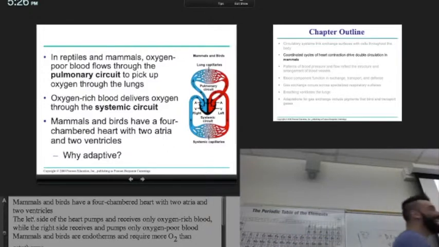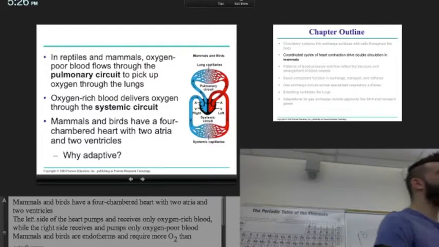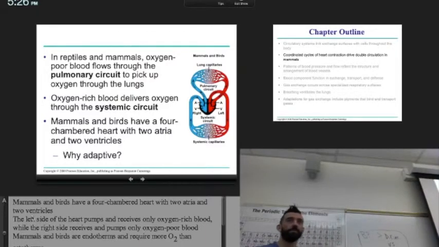Yeah, so they're both endothermic, okay? So that's a pretty high energy demanding lifestyle, which means you better be damn good at delivering oxygen to those cells, okay? So that's why it makes sense to have complete separation, so there can be no mixing of oxygen poor and oxygen rich blood in the ventricle, okay? There's now two ventricles.